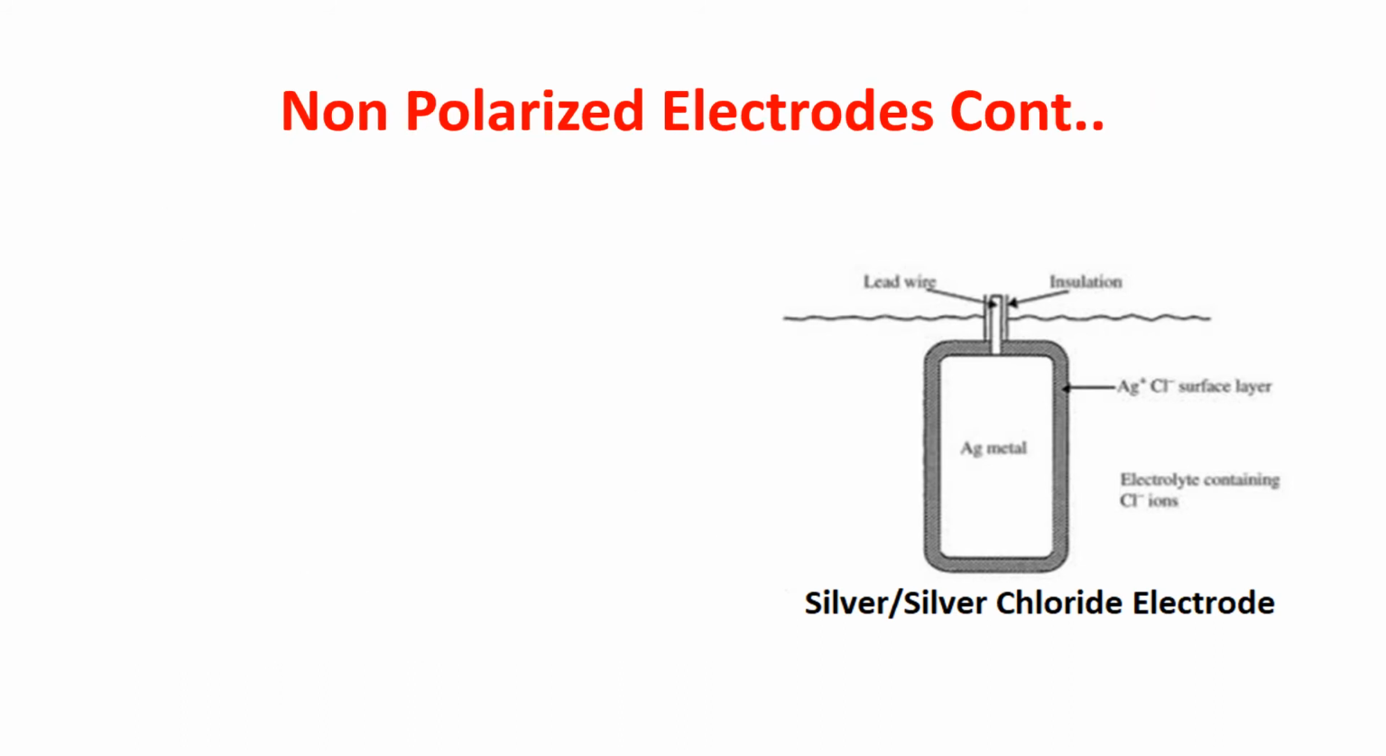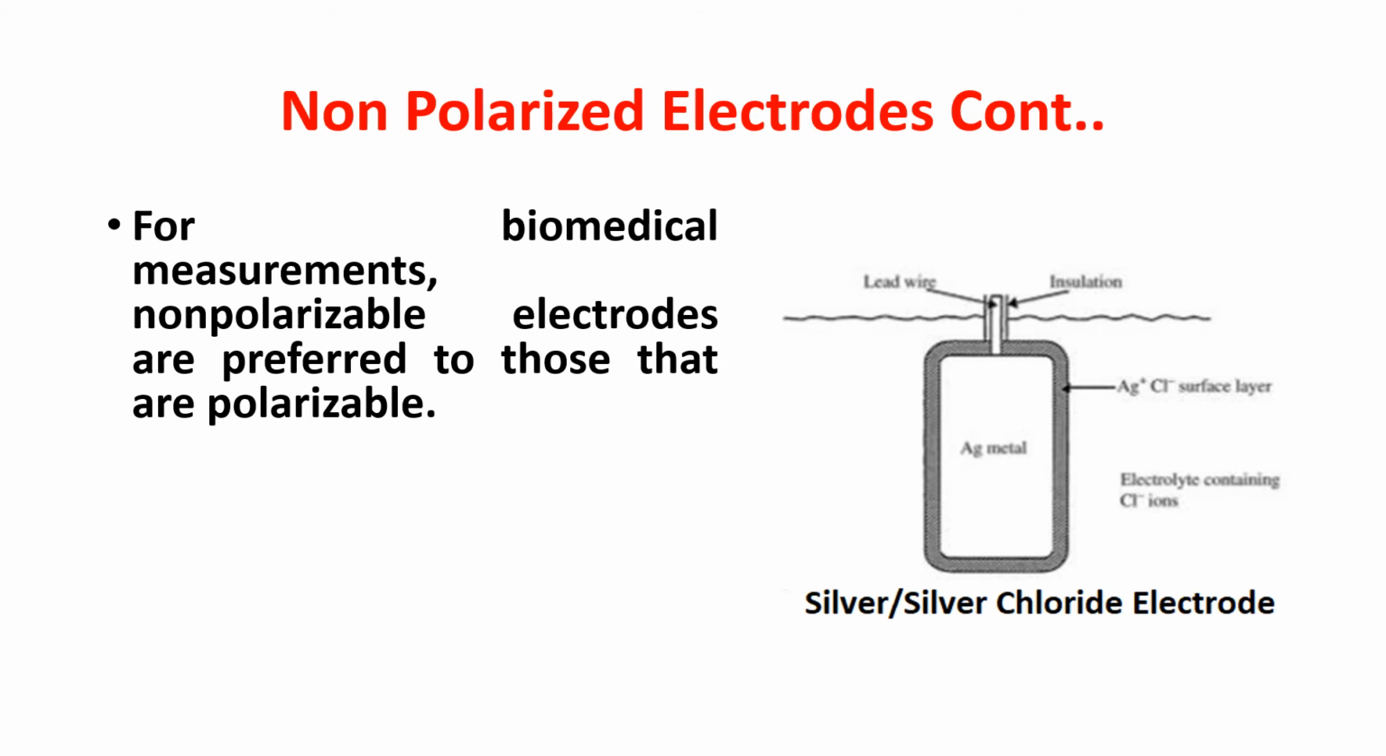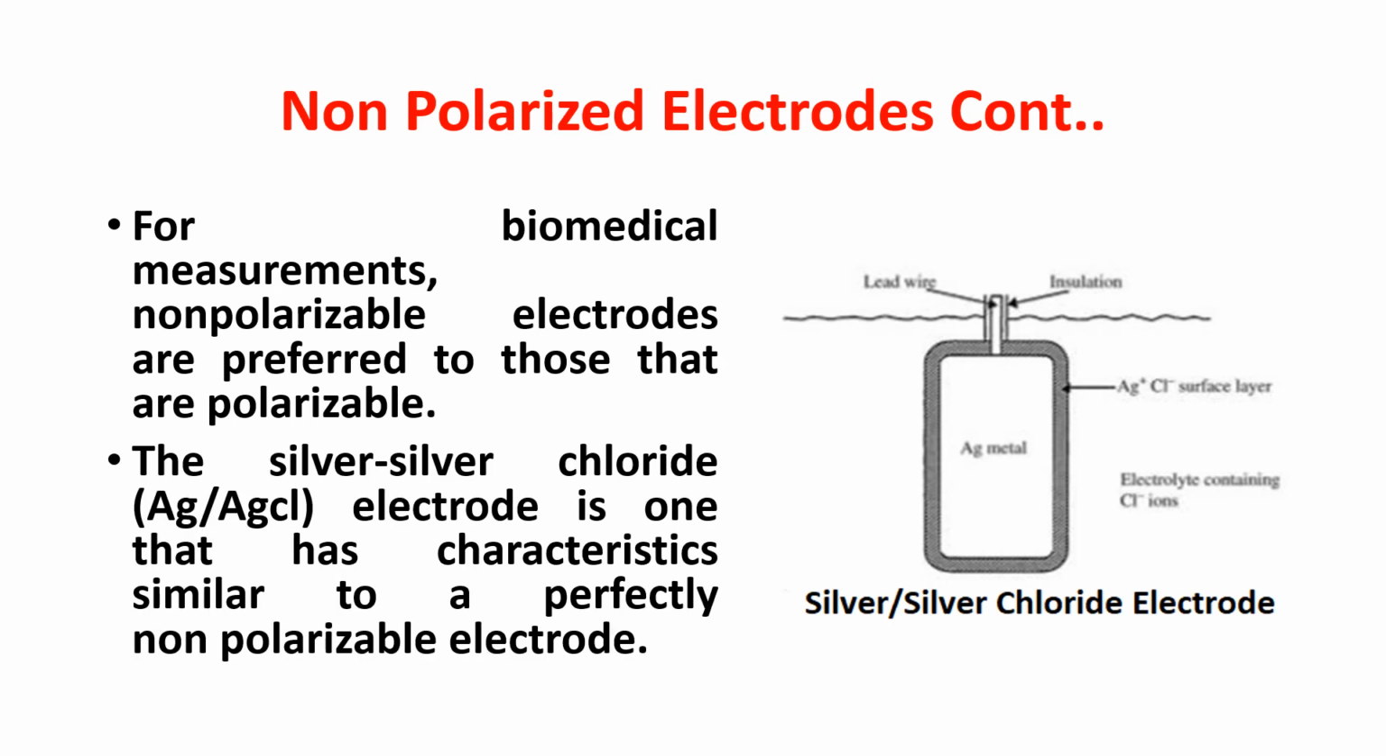Thus, for most biomedical measurements, non-polarizable electrodes are preferred to those that are polarizable. The silver chloride electrode is one that has characteristics similar to a perfectly non-polarizable electrode and is practical for use in many biomedical applications.